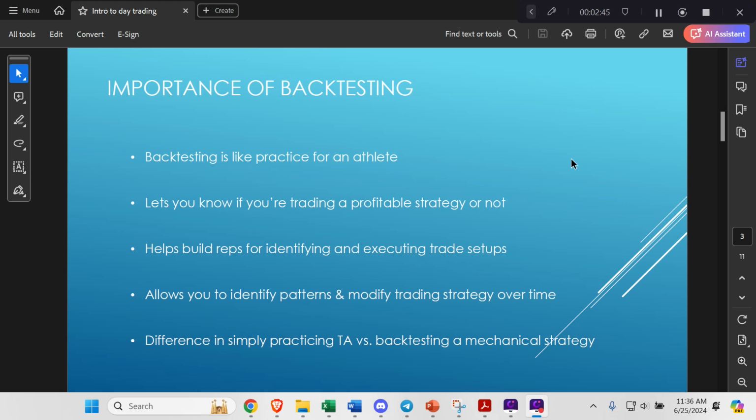And there definitely is a difference between simply practicing technical analysis versus backtesting a mechanical strategy. That's really what I want to show you guys: if you just are practicing TA, it's not the same benefit as actually backtesting a mechanical strategy that's very specific about when to enter and when to exit. So I want to show you guys more of this second piece, which I think is more important for building an edge over time.